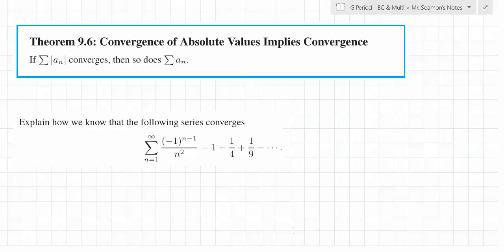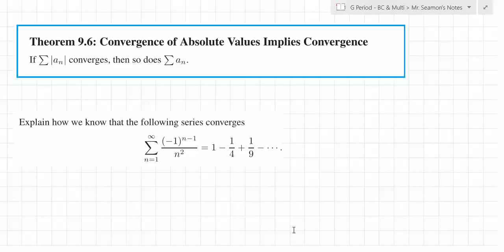Understand the words. We're not doing a proof for this. This is the kind of thing that's beyond the scope of this class. So for example, this one right here, 1 minus a quarter plus a ninth minus a 16th, right? This right here is alternating, minus, plus, right? Okay, how can we attack this?